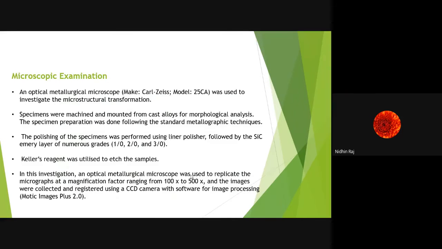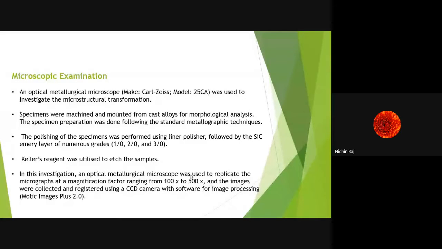Next, I would like to talk about the microscopic examination that was carried out. A metallurgical microscope, that is Carl Zeiss microscope, was used here for the microstructural observation. The specimens were machined and mounted for morphological analysis. The specimen preparation was done according to the standard metallographic techniques.